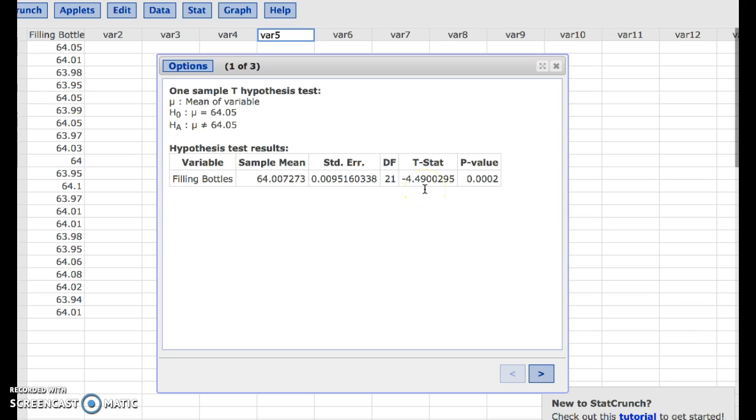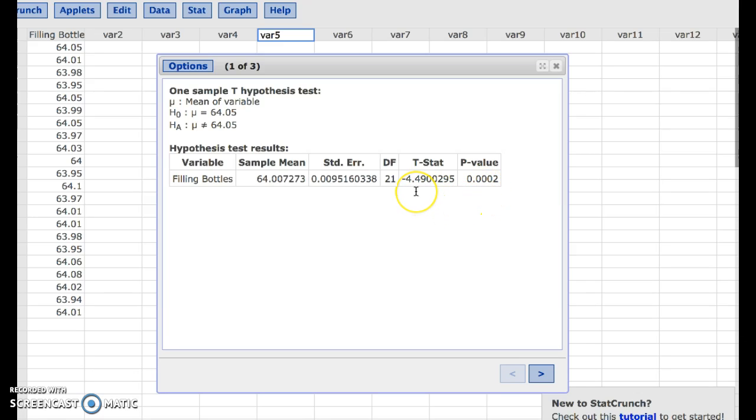So looking at this test statistic, think about this as similar to a t-score, but it's similar to a z-score. This is telling us that our sample mean of about 64 ounces, which is underfilling if we're expecting it to be 64.05, is about 4.5 standard deviations below average if we were expecting 64.05. So this is interesting, and this test statistic is pretty low. So that gave us a really low p-value.